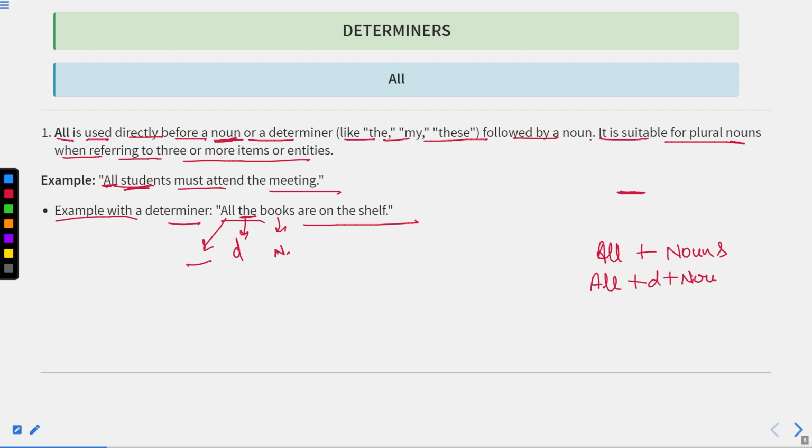Now, as we know well that all means including everything, so in that case the noun should be plural if it is countable. If it is not countable, obviously it will be considered singular. For example, all the water. Now in that case the determiner is the most important part over there. Whenever we use all with uncountable nouns, we need to write a determiner in between them. Well, that we will discuss later on with some examples.